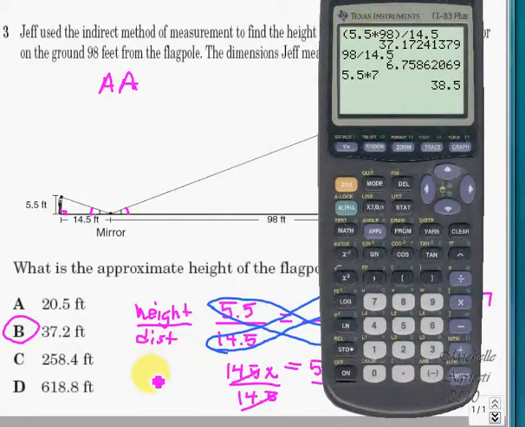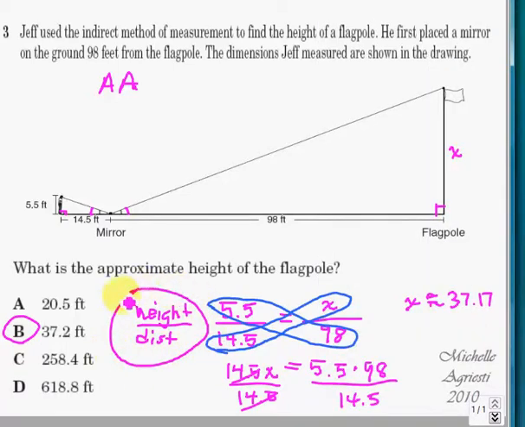One thing you want to be very careful of is writing down what you're comparing so that you get your numerators correct and your denominators correct.